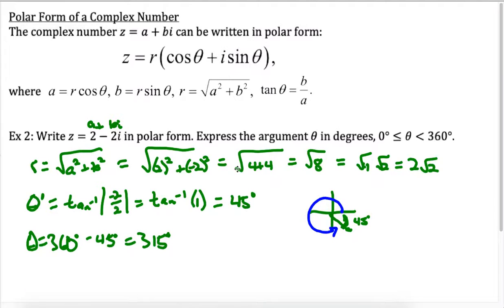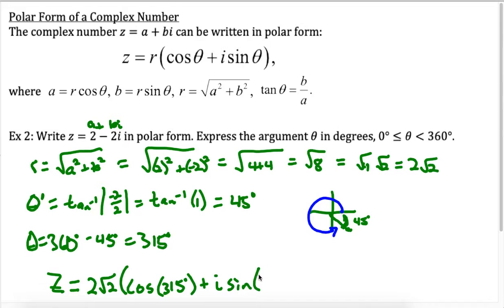Now, putting this information together, my final answer, converting this rectangular complex number into polar form, would be z equals r, and we found r to be 2 radical 2, times cosine of 315 degrees plus i times the sine of 315 degrees.